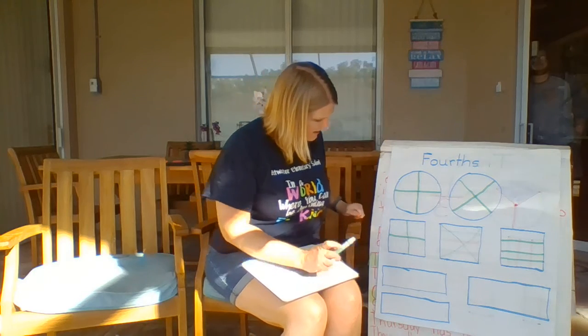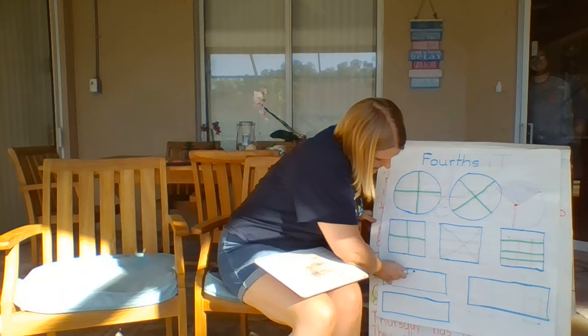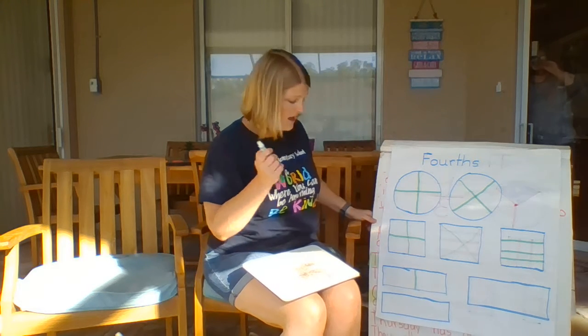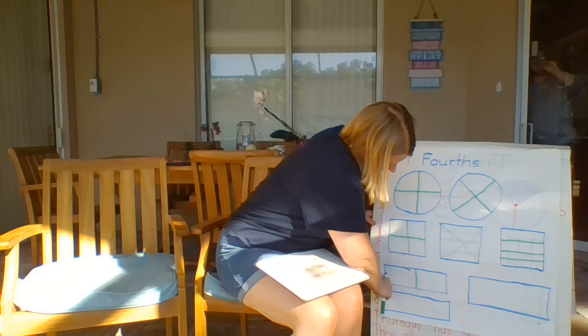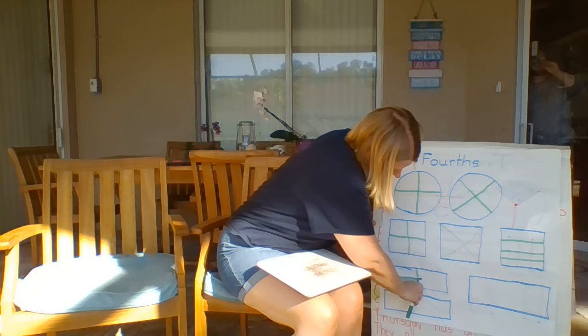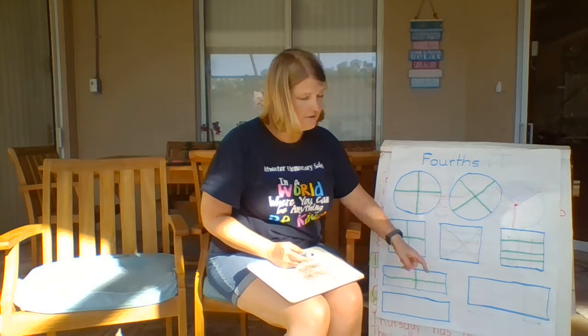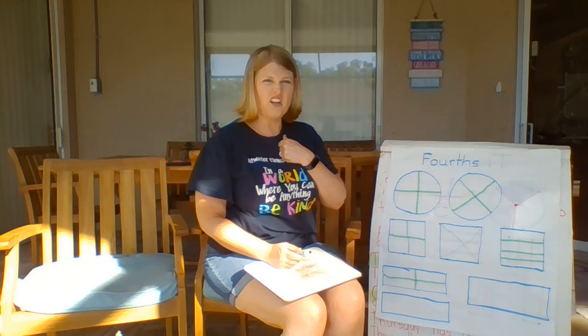Let's take a peek. Can I cut that rectangle in half that way, and then cut the rectangle in half this way, and have 1, 2, 3, 4 equal pieces? Like our chocolate bar, right? Everybody would get the same amount.